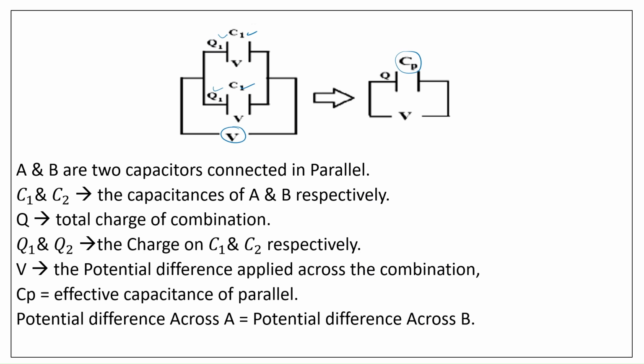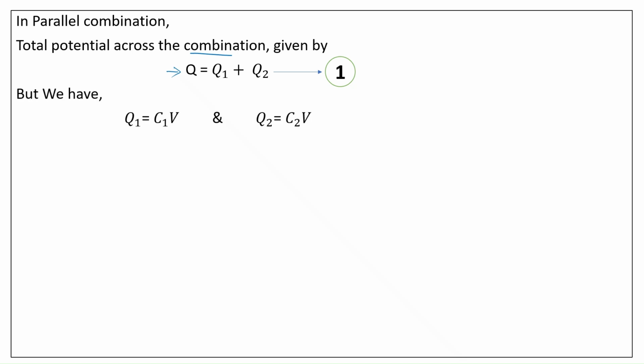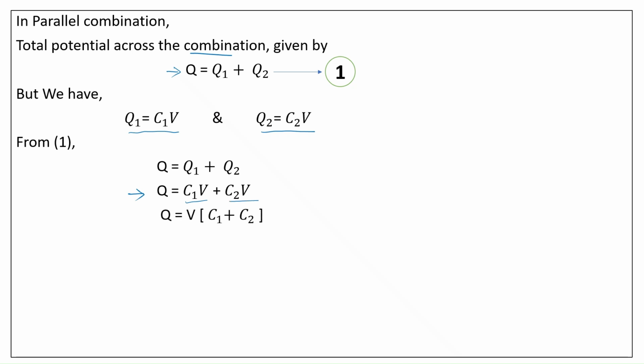Potential difference across A is equal to potential difference across B. Therefore, in parallel combination, total charge across the combination is given by Q is equal to Q1 plus Q2. Mark as equation 1. But we have Q1 is equal to C1V and Q2 is equal to C2V. From equation 1, substitute the values, we get Q is equal to C1V plus C2V. Take V common.